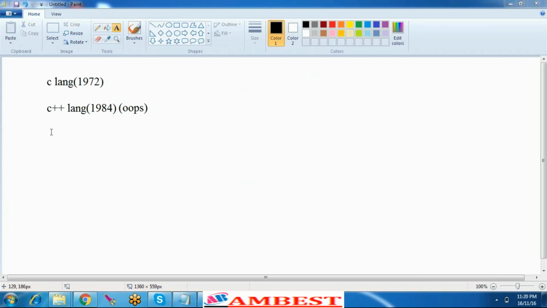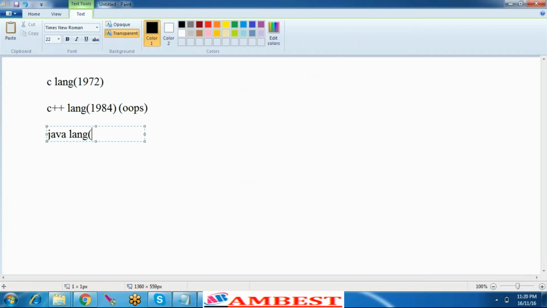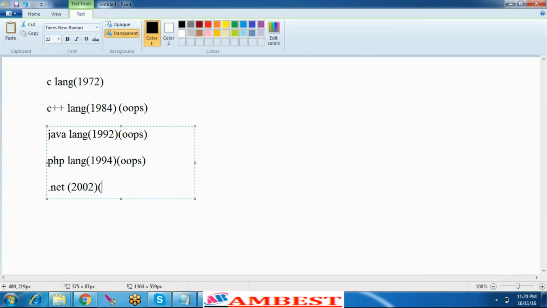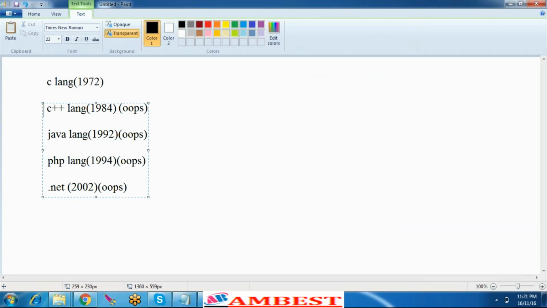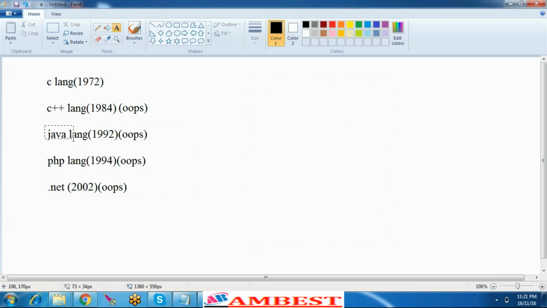Here, after C++, we had the Java language which was developed in the year 1992 and which also uses the OOPS concept. And we had one more programming language like PHP, or you can say .NET. First we'll see the PHP language, which was developed in the year 1994, which also follows the OOPS concept. And .NET was developed in 2002, and again it uses OOPS concepts only. If all these languages are using the OOPS concept, then which is the better language which we have to use, or which is the standard one?